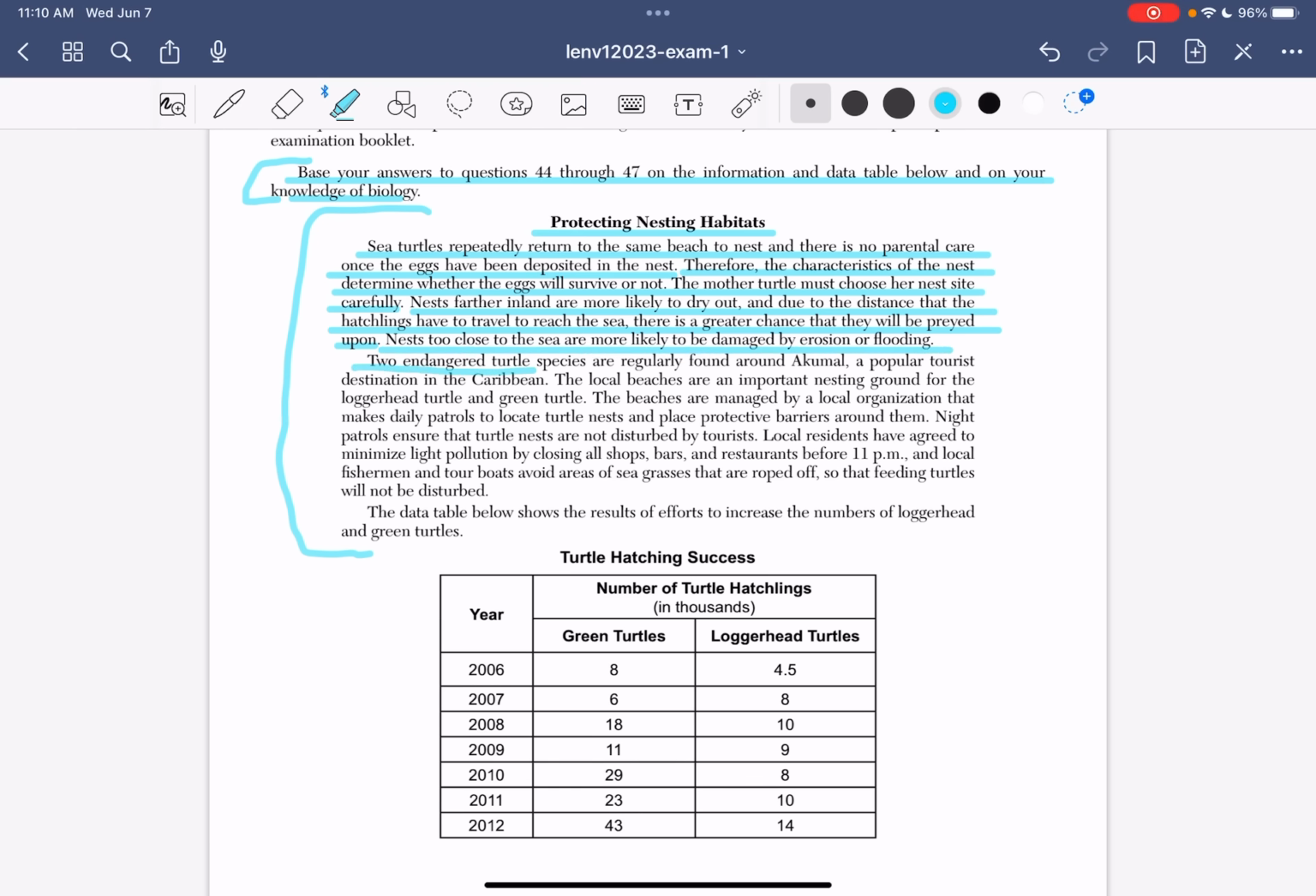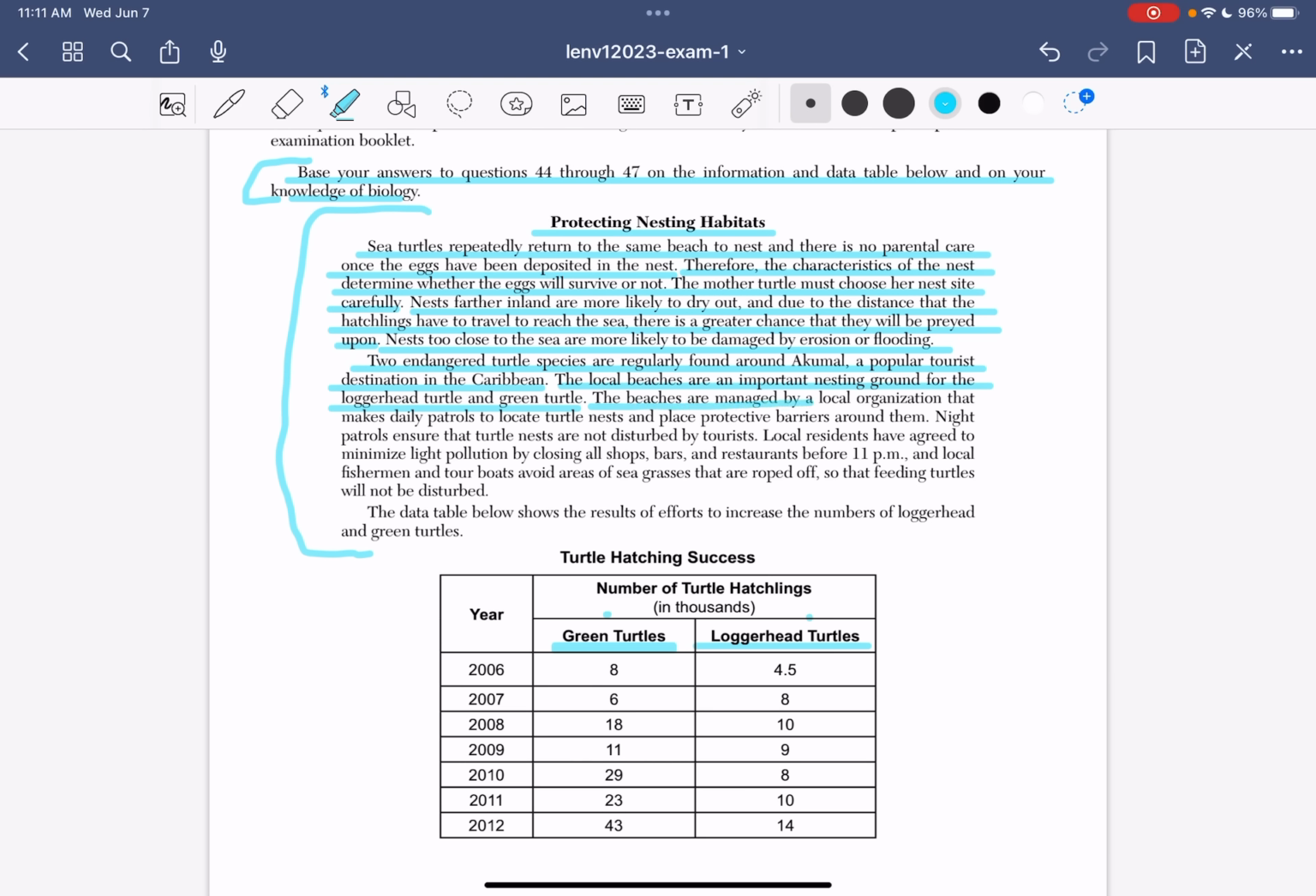Two endangered turtle species are regularly found around Akumal, a popular tourist destination in the Caribbean. The local beaches are an important nesting ground for the loggerhead turtle and green turtle. Okay, so we're looking at the data table and we have 2 endangered species. We have the green turtles and we have the loggerhead turtle. So these are the 2 endangered species of turtles that they're talking about.